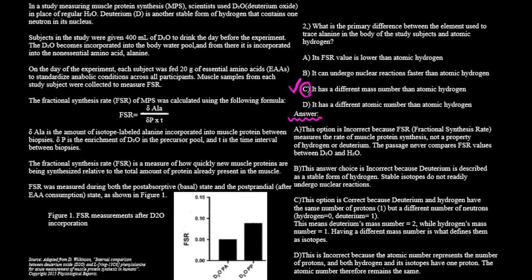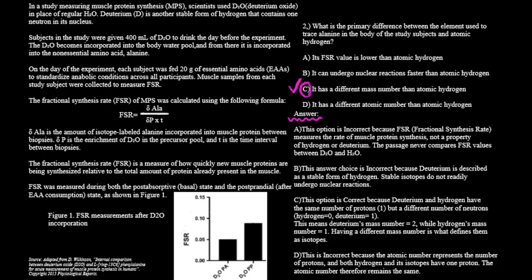Answer choice B claims that deuterium undergoes nuclear reactions faster than atomic hydrogen. This is not correct because the passage clearly states that deuterium is a stable form of hydrogen, meaning it does not readily undergo nuclear reactions.